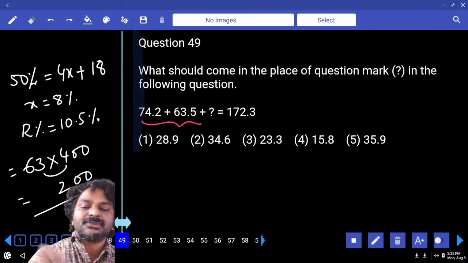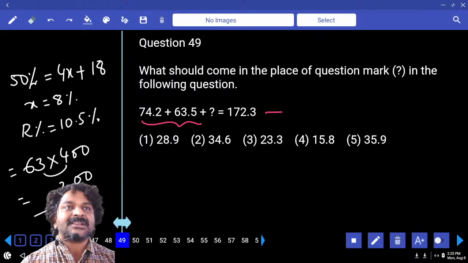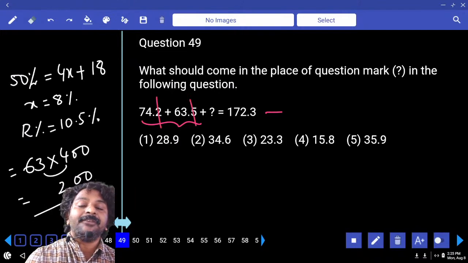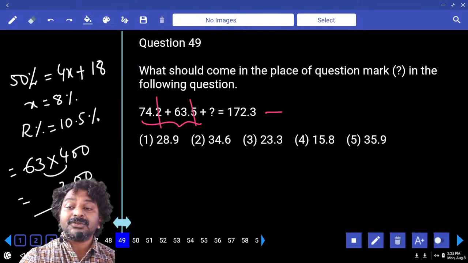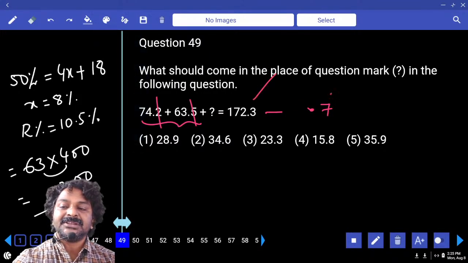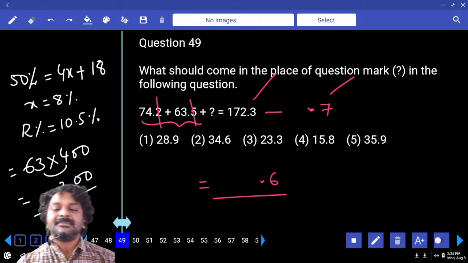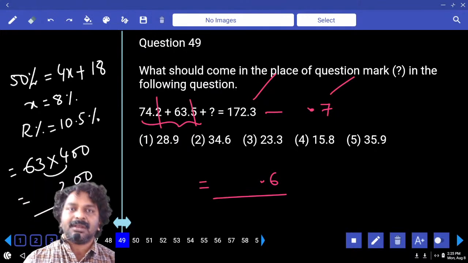These two values go to the right hand side and it becomes minus only. Let's concentrate on the number after the decimal. 0.2, 0.5. That goes to the right hand side and ends with 0.7 only. Now, the positive number ends with 3, the negative number ends with 7. The answer must end with 0.6 and there is only one. Second final.